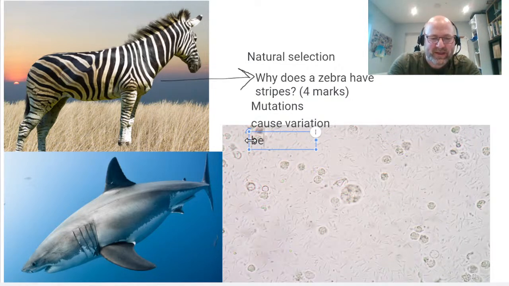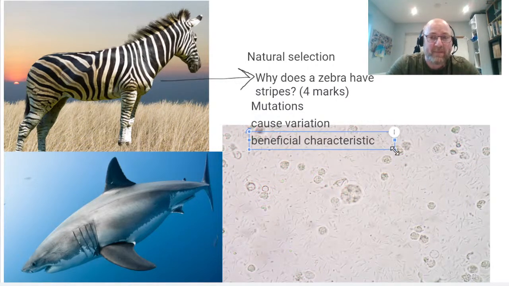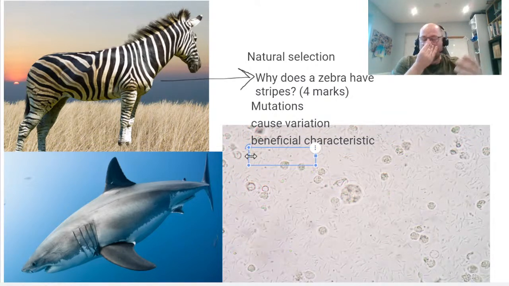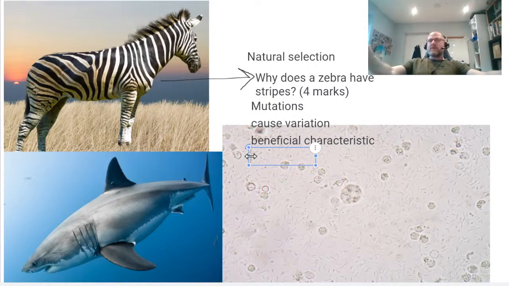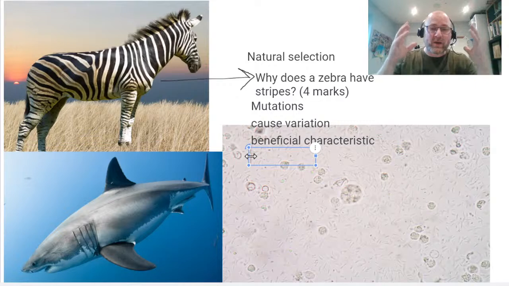Beneficial characteristic. You are not expected, by the way, to be able to explain why having stripes is a beneficial characteristic. They may ask you to suggest it makes them harder to catch. You don't need to know what it does, but it actually confuses predators. When a lion is trying to jump on a zebra, it can just see 20 zebras with black and white stripes everywhere. It gets really confused. So if you have the black and white stripes, you're less likely to be caught and eaten.